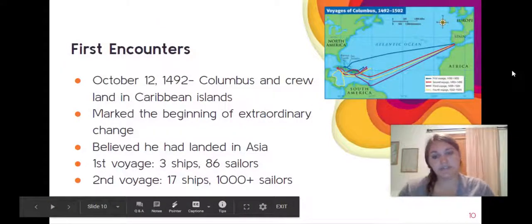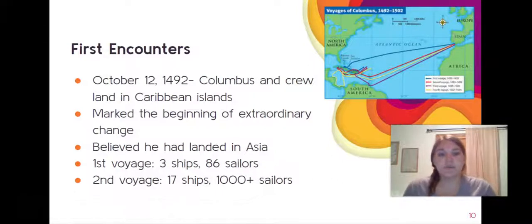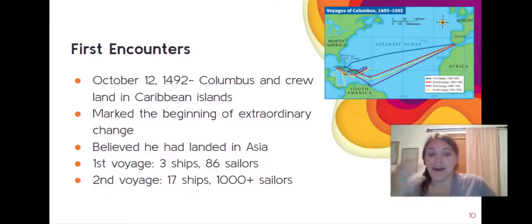The first encounters, as they're called, between the indigenous peoples of the Americas and Europeans began in 1492 when Columbus and his crew landed in the Caribbean islands. And this is what's really going to mark this period of extraordinary change. Up until he died, he believed he landed in Asia. He never admitted that. His first voyage was fairly small, just 3 ships with 86 sailors.